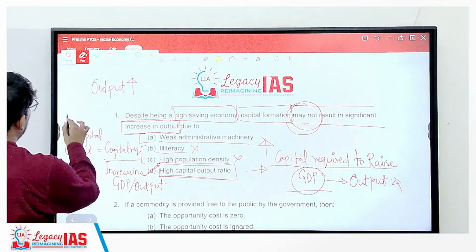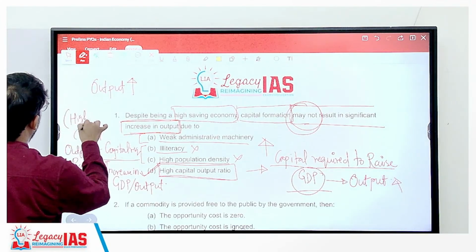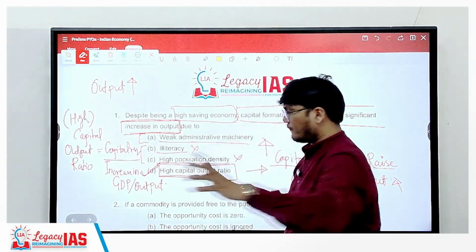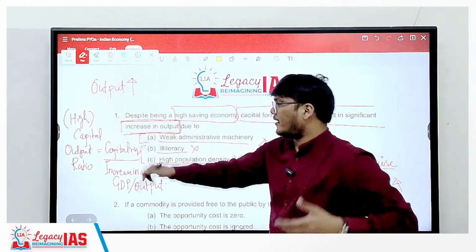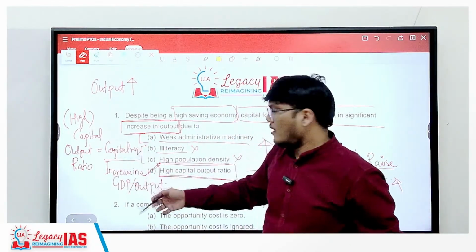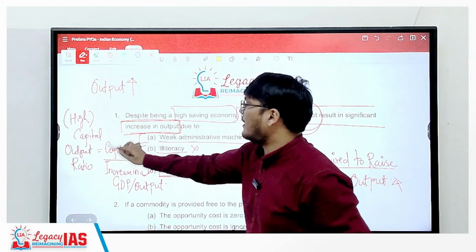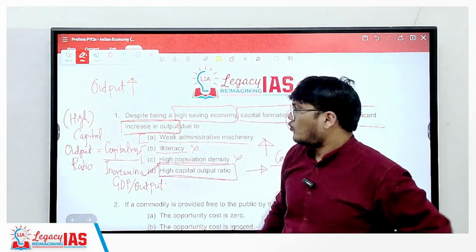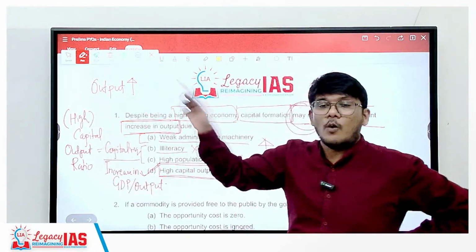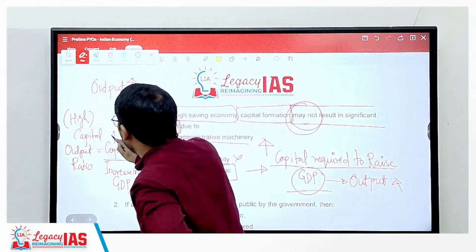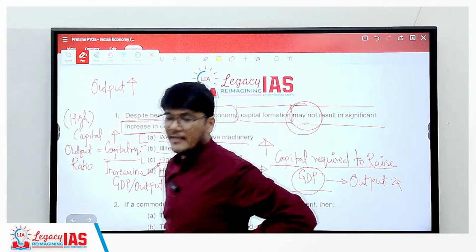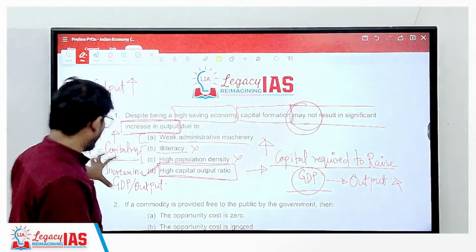So if I say the capital output ratio is high, how will it be high? If the increase in output becomes high, the ratio will become lower. Why? Because capital required is the numerator, and increase in output is the denominator. So how will this ratio become high? When the capital required becomes high. So high capital output ratio means a high amount of capital is required.